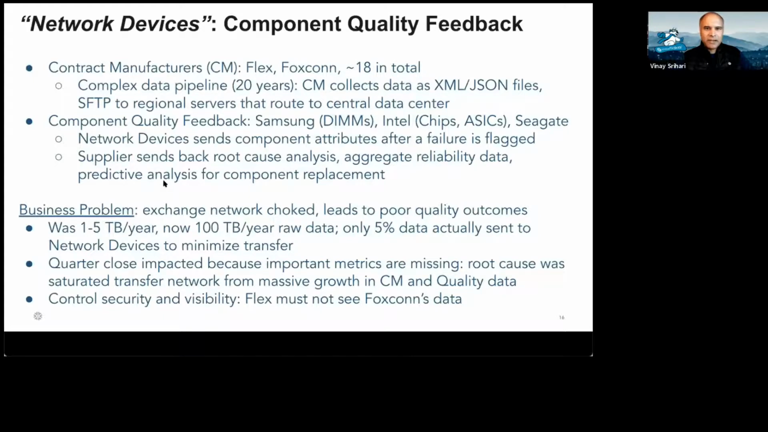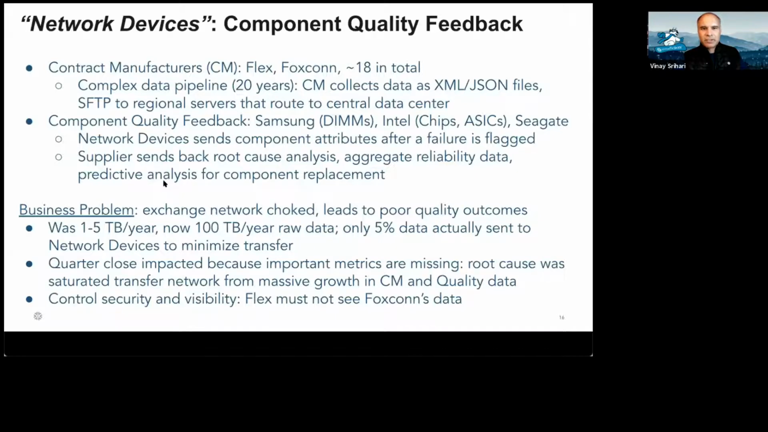So they had contract manufacturers. There were several of them. Flex, Foxconn were two of them. They had a fairly complex data pipeline that had developed over the last 20 years, where the contract manufacturers were collecting data in the form of XML, JSON files, and then setting up FTP, secure file transfers to regional servers that then all routed to a central data center.